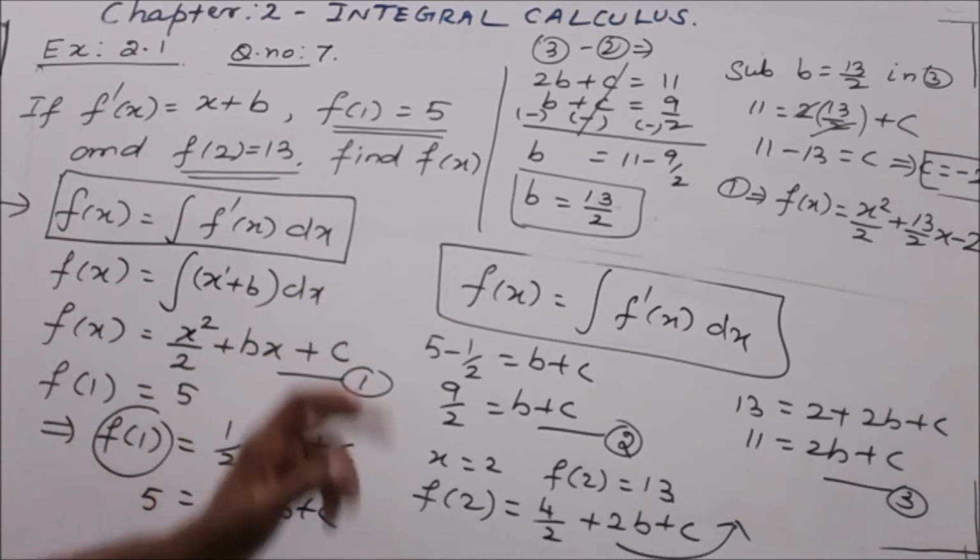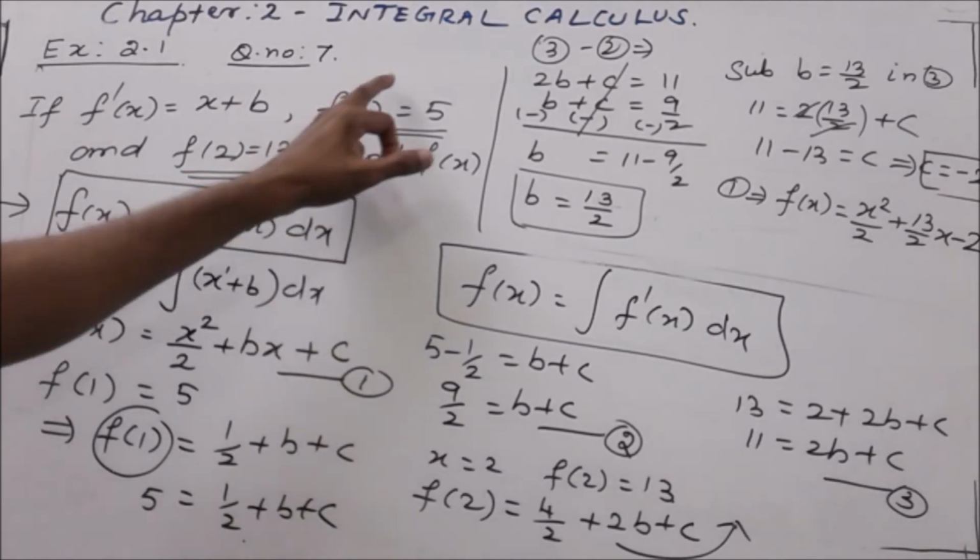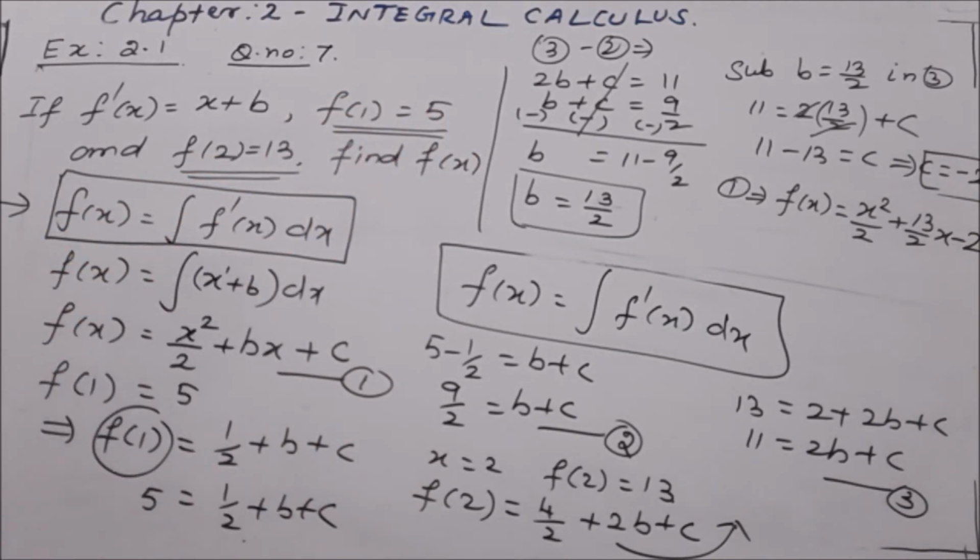Here we have two unknowns, b and c. We should find the values of the unknowns b and c. For that they have given two pieces of information, f of 1 equal to 5 and f of 2 equal to 13.